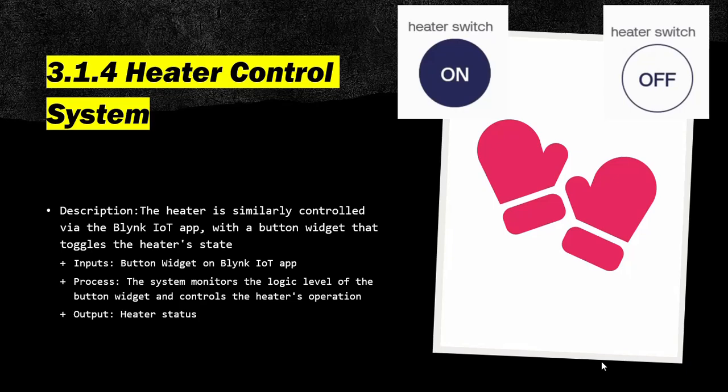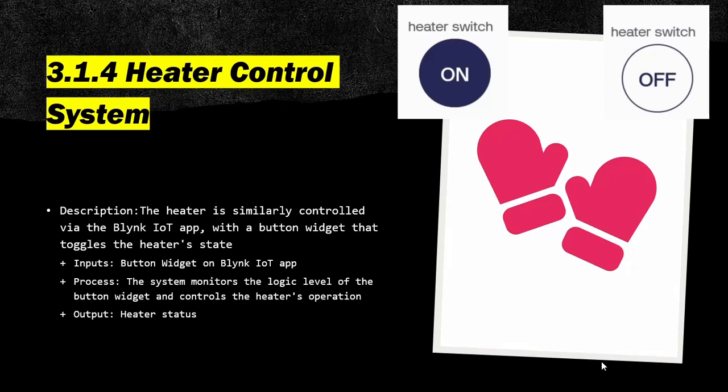And the heater control system, you can see the widgets here. Heater switch on and off. The heater is similarly controlled via the Blynk IoT app with a button widget that toggles the heater state. So the input will be the button widget on the Blynk IoT app. The process, again, is that the system monitors the logic level of the button widgets and controls the heater operation.